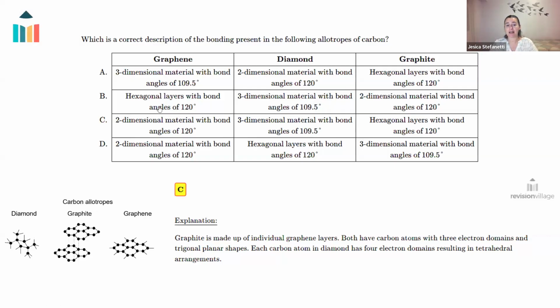Take into account that in B, it says that graphite is a 2-dimensional material. But in graphite, if you just look at it, you have layers over one another. So it's kind of a 3-dimensional arrangement, to be honest.